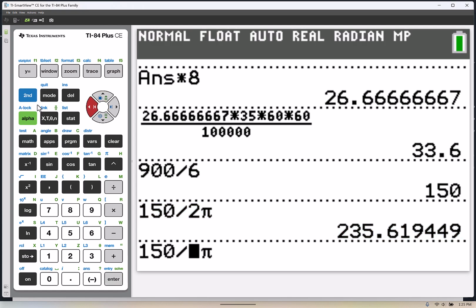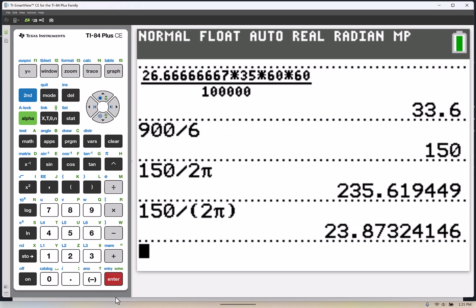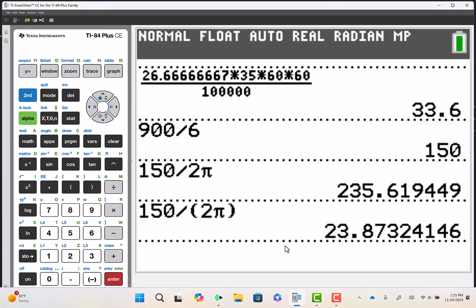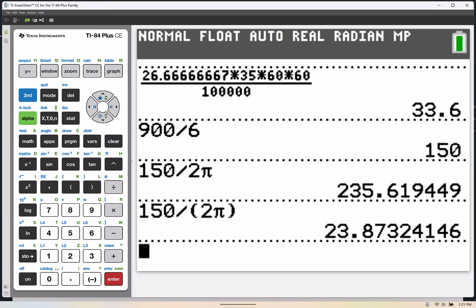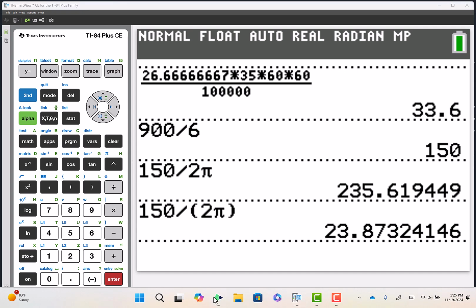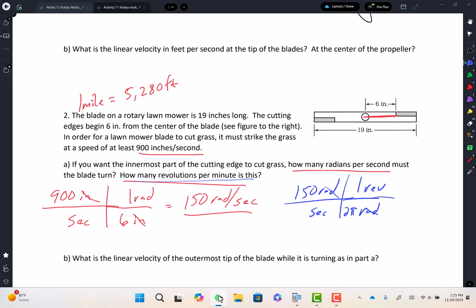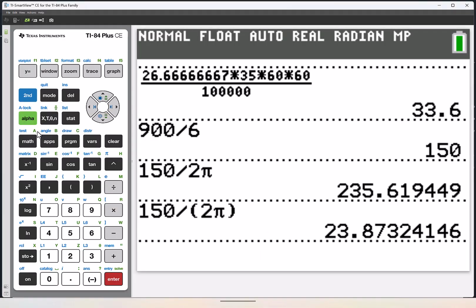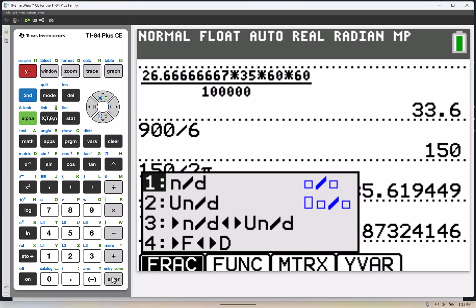By the way, I just noticed that I didn't convert this. It's still in seconds. They wanted it per minute, no? Okay, so we still don't have the answer then. Right now we have revolutions per second, which, by the way, is pretty fast. Look, we got it right here. 23.87 revolutions per second. So just multiply that by 60, or just do the dimensional analysis. So look, in 60 seconds, there's 1 minute. And look, you got revolutions per minute. So 150 times 60 divided by 2 pi. So I'm going to do alpha y equals enter. And then there it is.